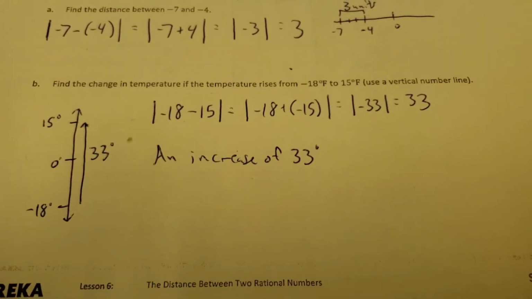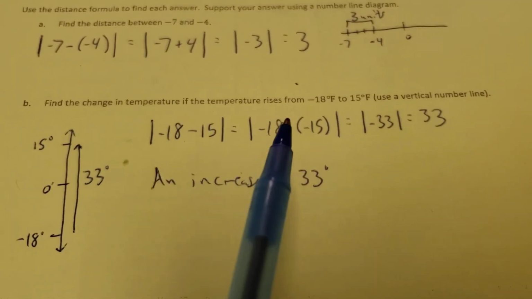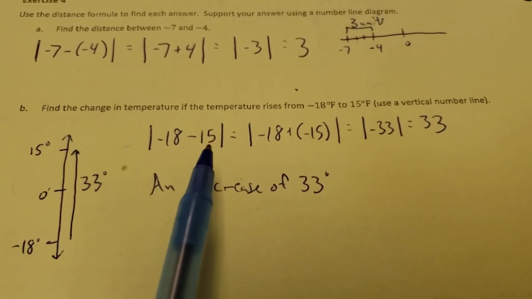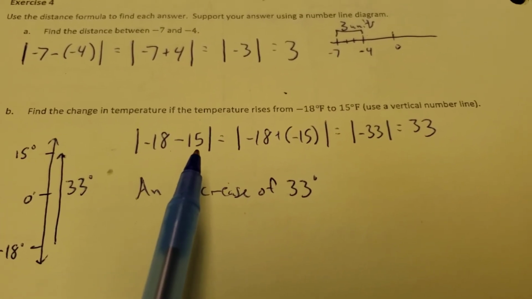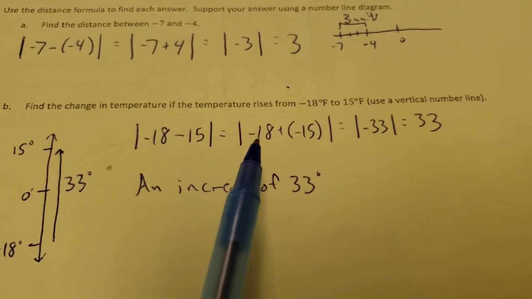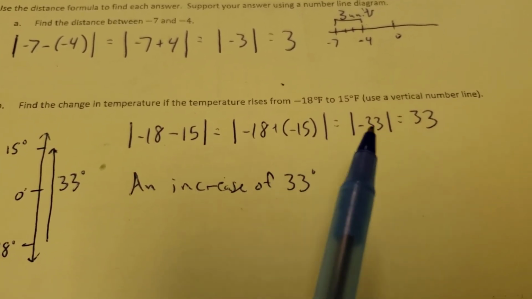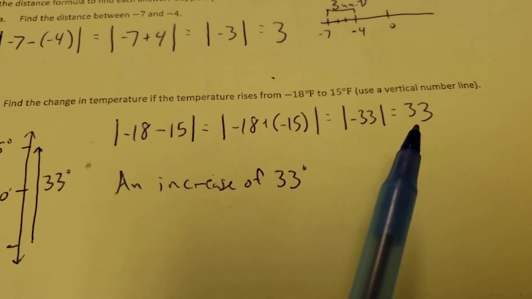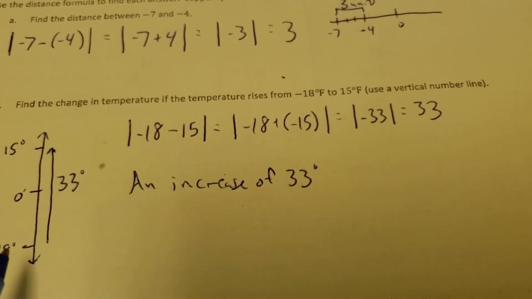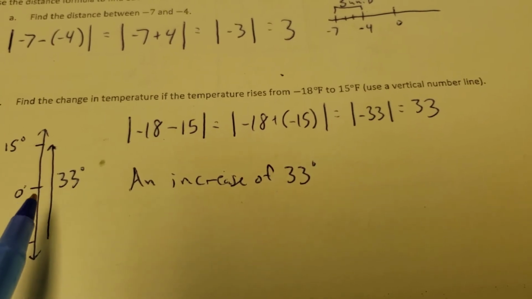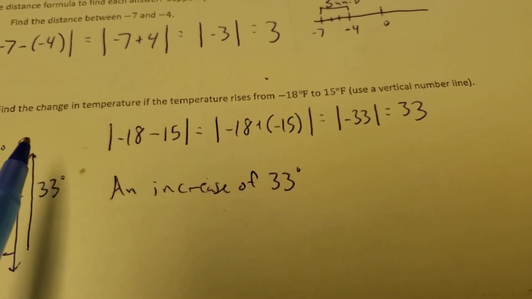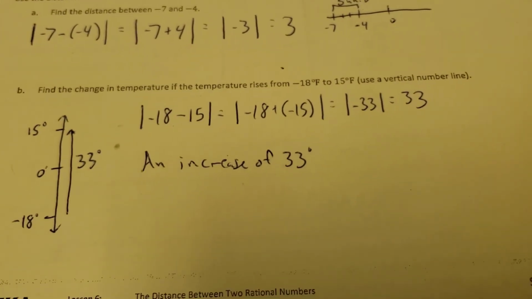Find the change in temperature if the temperature rises from -18 degrees to 15 degrees. Well, so I can subtract, stick my absolute value brackets around there, and it becomes adding the opposite. -18 plus -15 gives me a -33, but absolute value forces me to become positive, so it's 33 degrees. And from the picture, you can see that there's 18 that are below 0, 15 that are above 0. Grand total, if you add those together, you get an increase of 33 degrees.